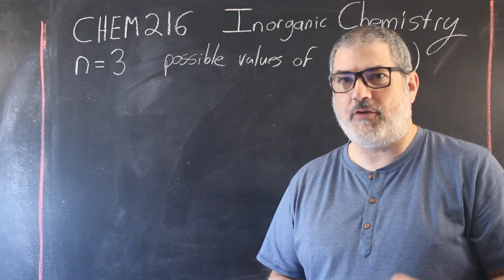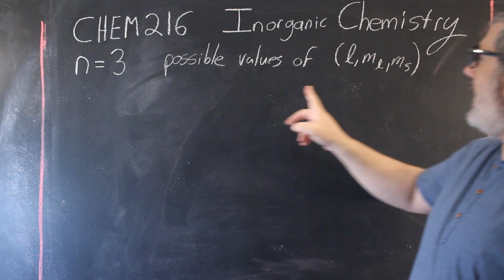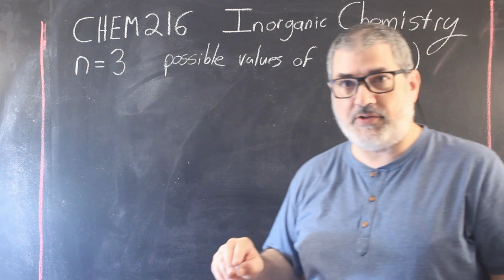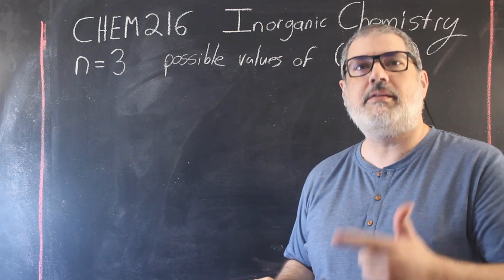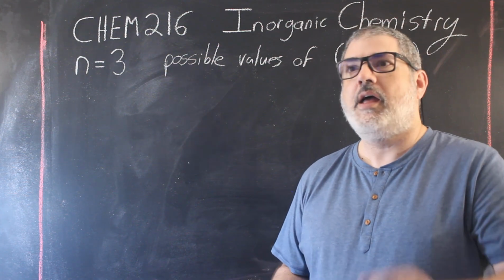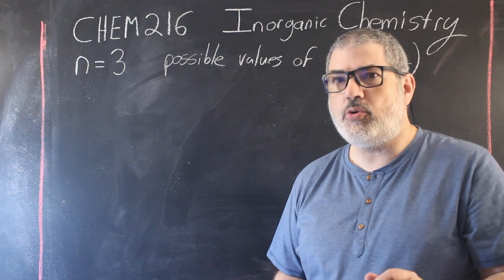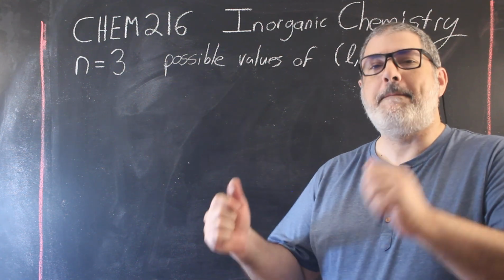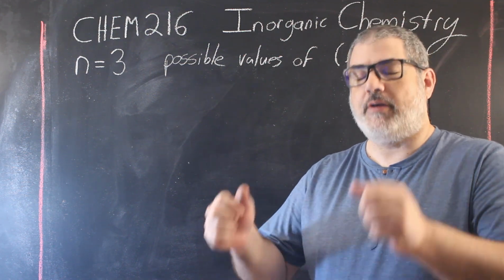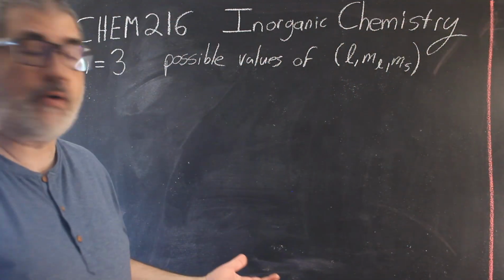The question you should ask yourself right now: I give you a value for n. I ask you, what are the possible values for L, M sub L, and M sub S? Obviously, do you know what n, L, M sub L, M sub S, what I'm talking about? What do those quantum numbers mean? If you don't know that, again, go back and start reviewing it. The reason why this is so critical, the quantum numbers build the periodic table. Okay? So when you're looking at the periodic table, you're actually looking at quantum mechanics, but in a graphical way.